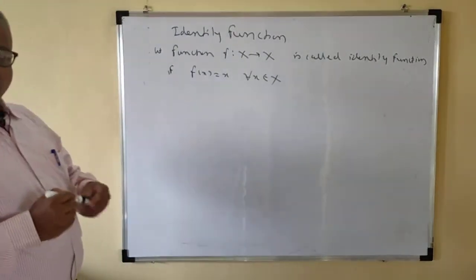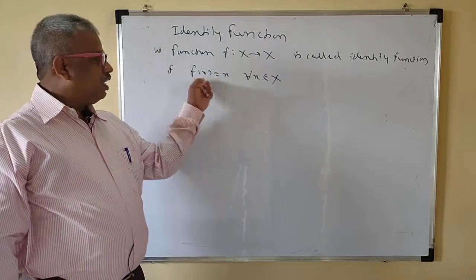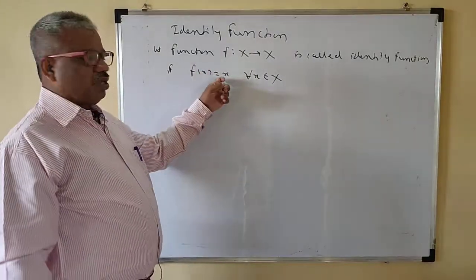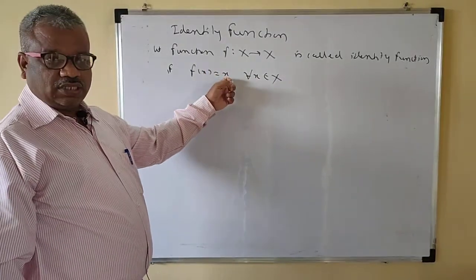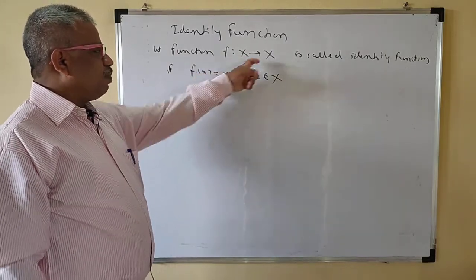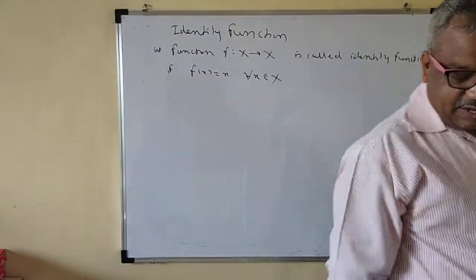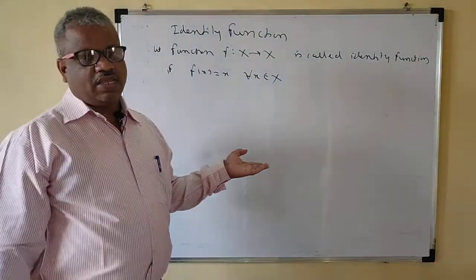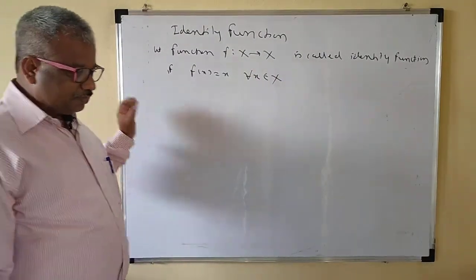That means every element is related to itself, right? X is related to x. This is the image, this is y is x. So this x is in the domain and this f of x is in the codomain, because here the domain and codomain are the same. So if every element is related to itself, then that function is called the identity function. Okay.